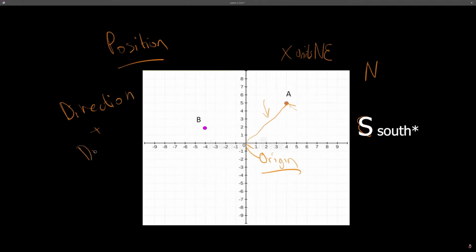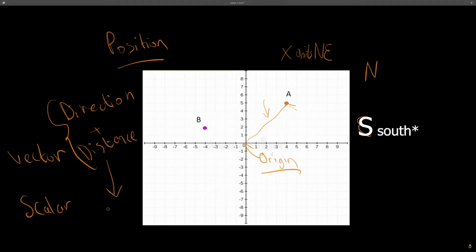Now, when it refers to direction and distance, this is what you call a vector quantity. There are many vector quantities. We'll go over them in a bit, but we need to know that a vector quantity has direction and distance, or magnitude and direction. Now, a scalar quantity is a quantity that has only the magnitude or only the distance. So speed or distance itself is a scalar quantity.